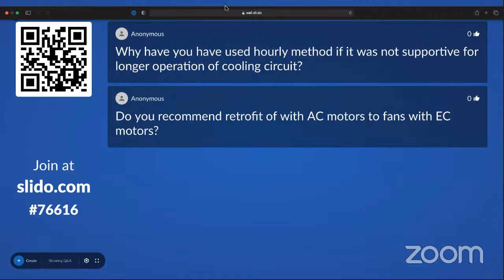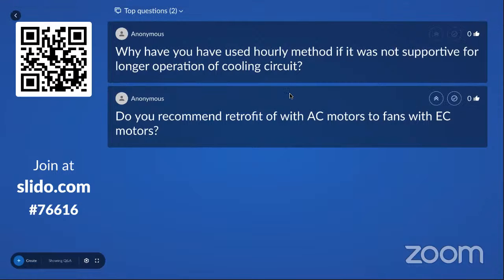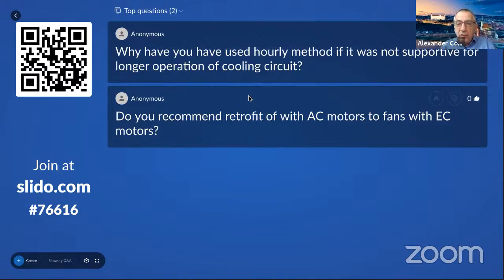Thank you very much for this very interesting presentation. There are a couple of questions here on Slido. Why have you used the hourly method if it was not supportive of longer operation of the cooling circuit?